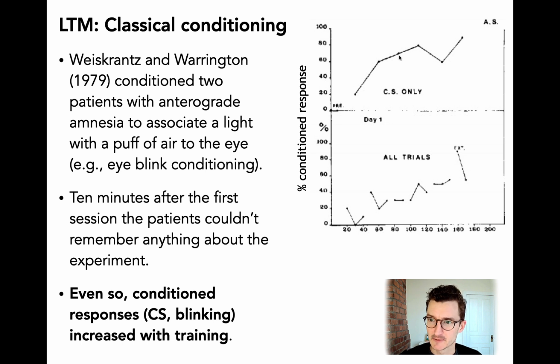After training, when the conditioned stimulus was presented on its own, which is how we test for classical conditioning, participants showed the conditioned response. So they blinked in this case. So again, we're seeing evidence here that patients who can't form new declarative memories, they have anterograde amnesia, can experience and learn via classical conditioning. So this form of memory seems to depend on a different brain area.